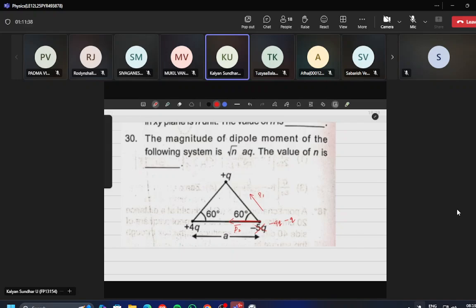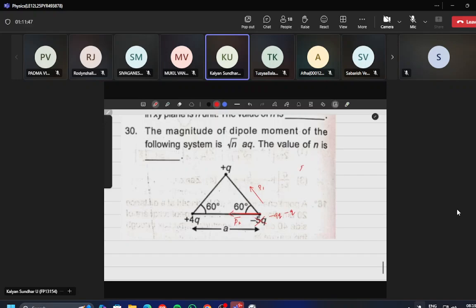Distance between them is of course the same. Correct? This is equilateral, so 60 degree is given, and the vertex also will be of 60 degree. So here it will be P1. What is the value of P1, sir? Q into A. Correct? P2 will be 4Q into A.